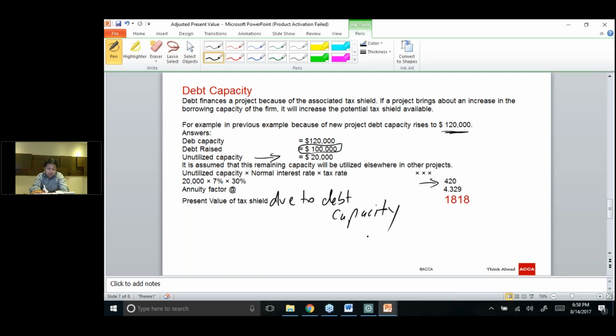Let's suppose if there is a statement in exam that the debt capacity is exactly the same which you have borrowed. Debt capacity is exactly the same amount which you have borrowed. That means there is no unutilized debt capacity, and you are not going to do this calculation in exam. So if you have any question till this slide, you can write in the chat box. Let's have a discussion on the questions.